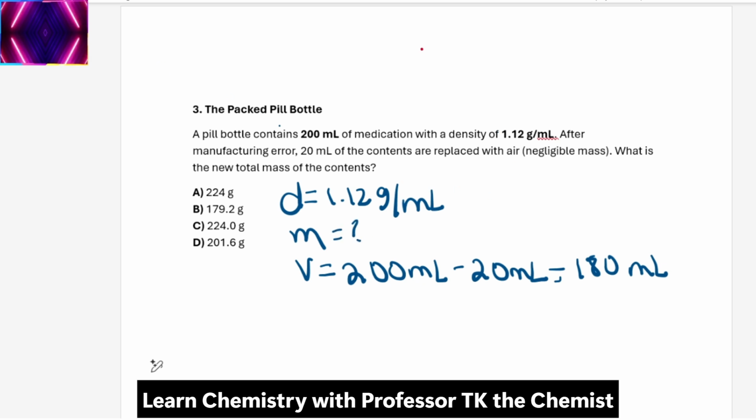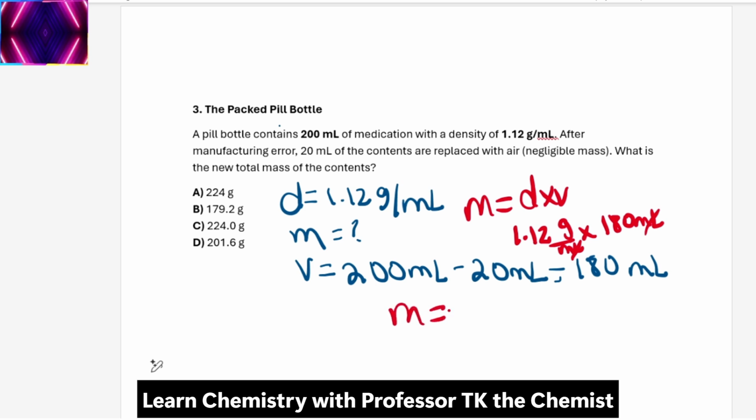Well, in order to find your mass, you're going to say M equals density times volume. So 1.12 grams per milliliter times 180 milliliters. Your mLs get canceled out. So if you just go ahead and plug those into your calculator, let's see what you get when you actually solve using the numbers I provided. You should end up with 201.6 grams, which is letter D. Okay, letter D.